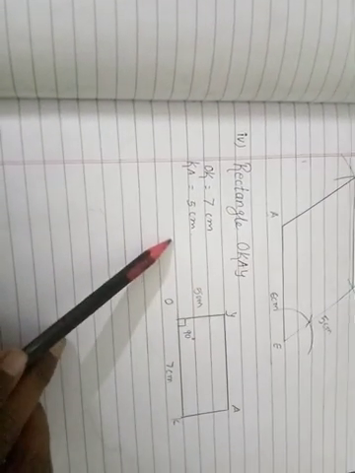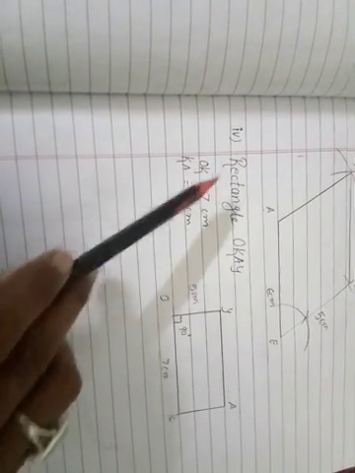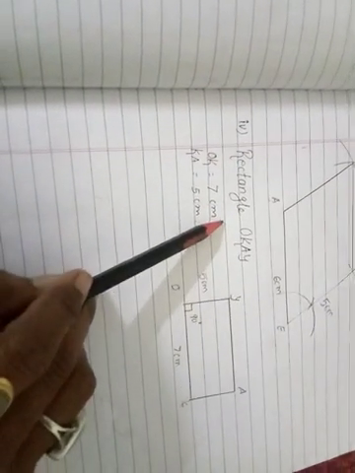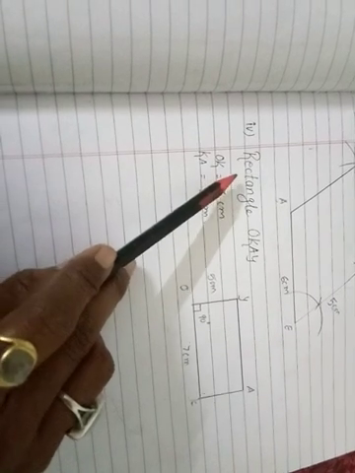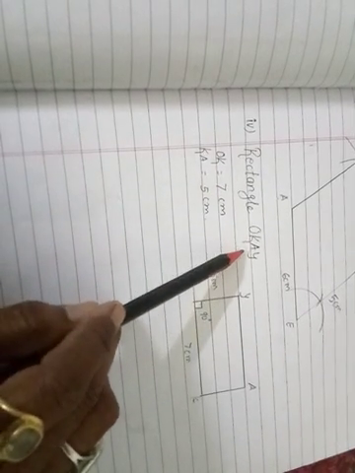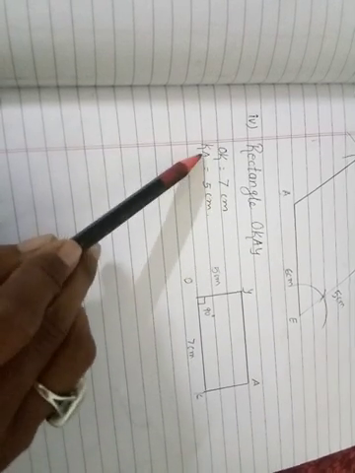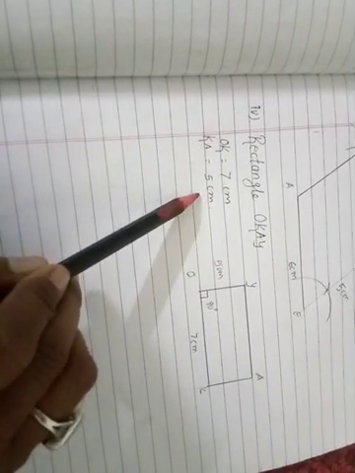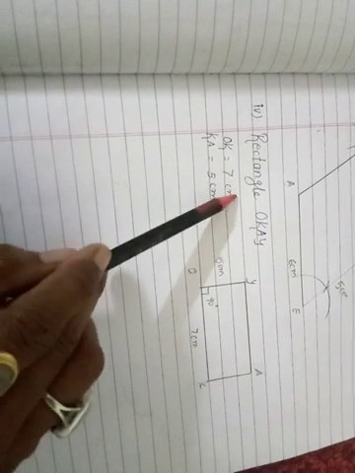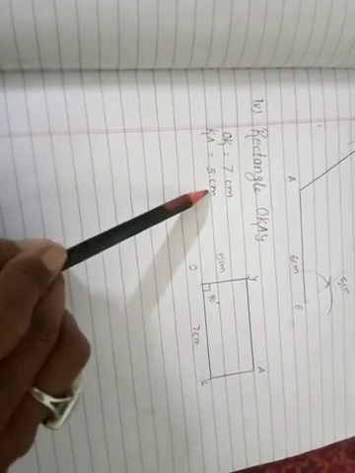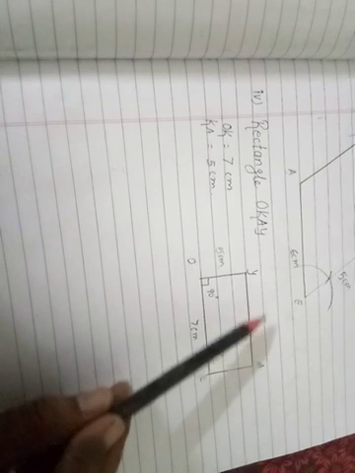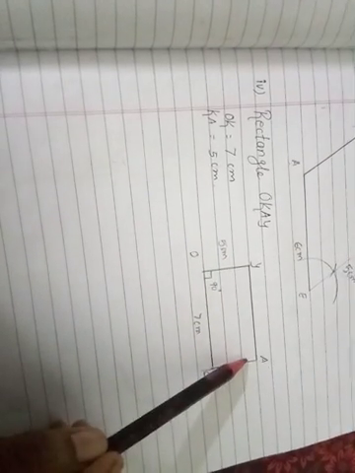Students, let's move on to the fourth question of exercise 4.3. So we have to draw the rectangle OKAY, in which OK is equal to 7 centimeter and KA is equal to 5 centimeter. As we all know, in a rectangle opposite sides are equal. So this is your rough sketch of rectangle OKAY.